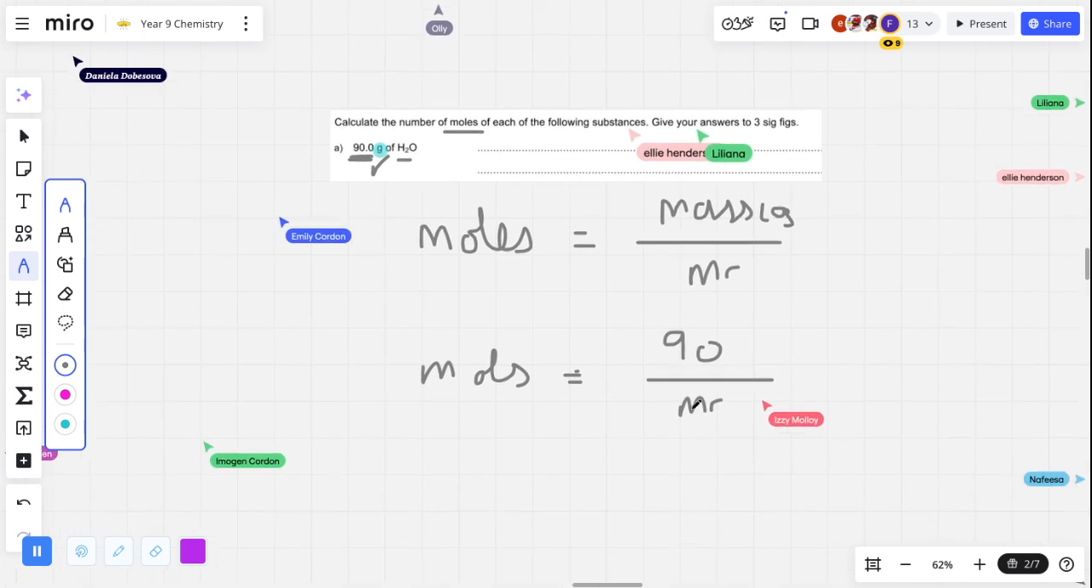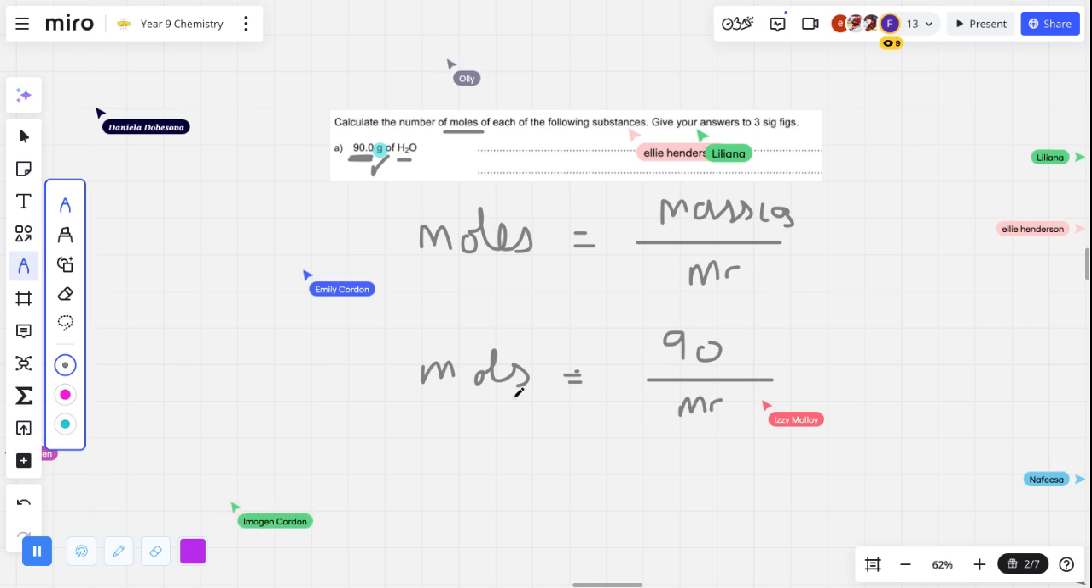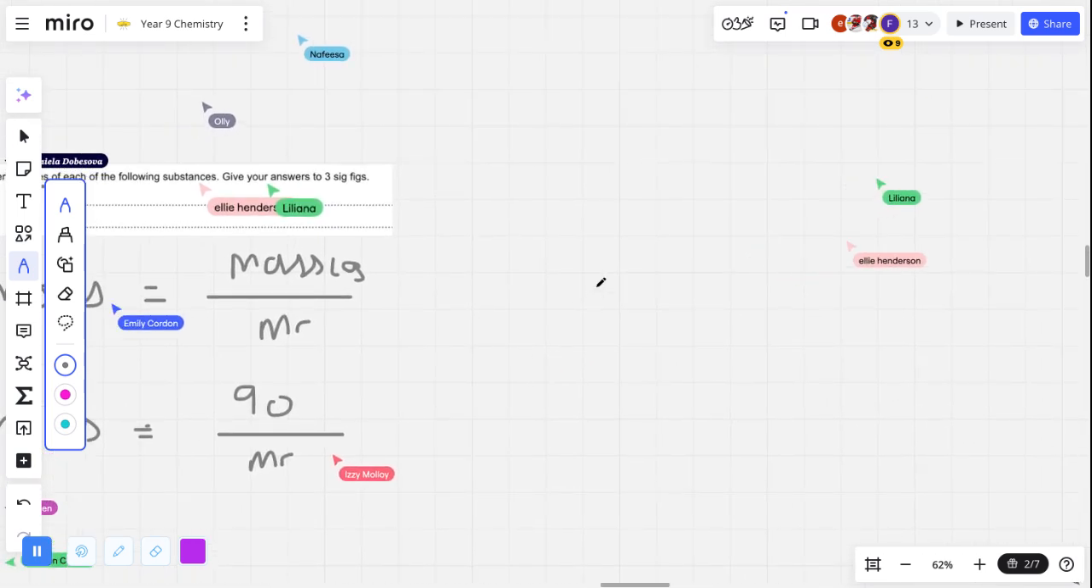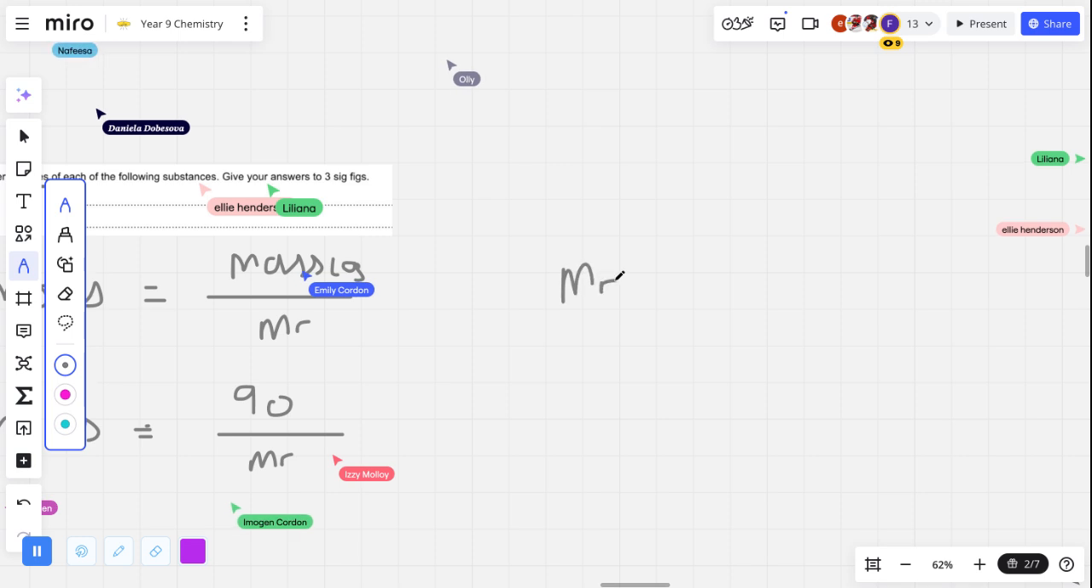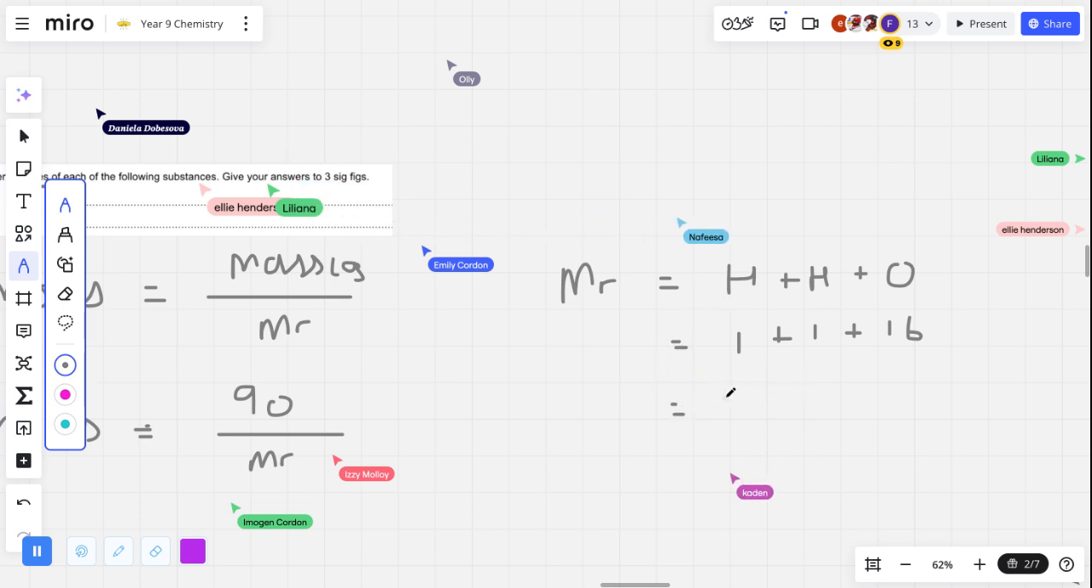I don't know what mR is. This is the mR of water. So I'm going to slide across and I'm going to go: mR of water equals 1 hydrogen, add another hydrogen, add an oxygen. Check the periodic table. 1 plus 1 plus 16. The mR equals 18. I now know what the mR is.